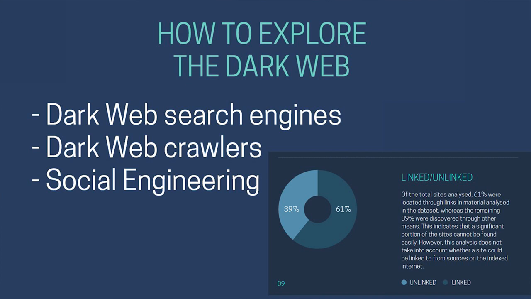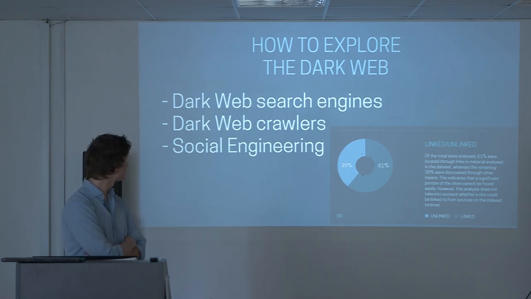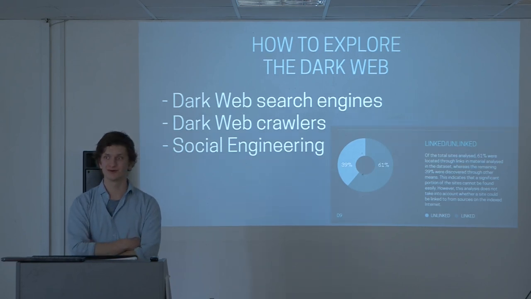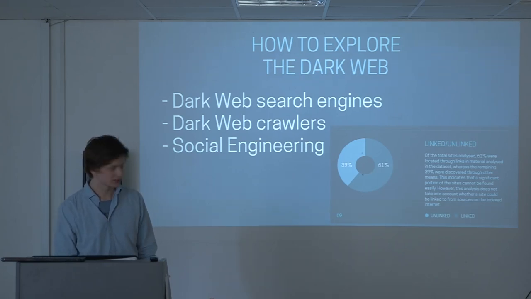And from those 30,000 pages, 61% is linked somewhere, so you can find the link somewhere, or it's indexed in some way. And 39% is very hard to find. And that's probably with a good reason, so don't try to find it. So we're actually going to use the same tactics we used for the deep web. We're going to use dark web search engines and crawlers and social engineering. So just ask people or try to find people who already found some interesting websites.